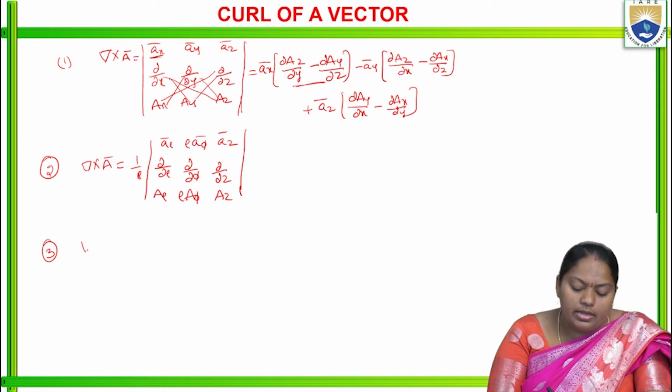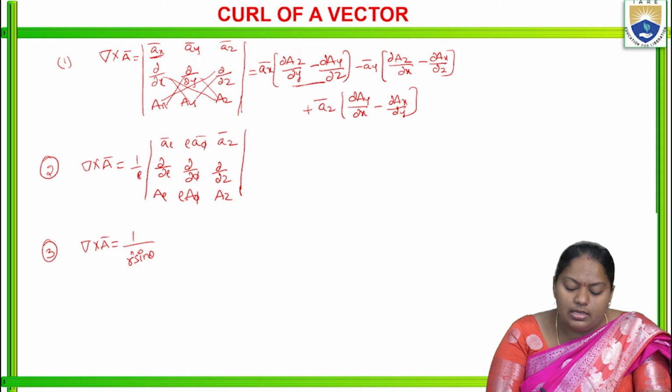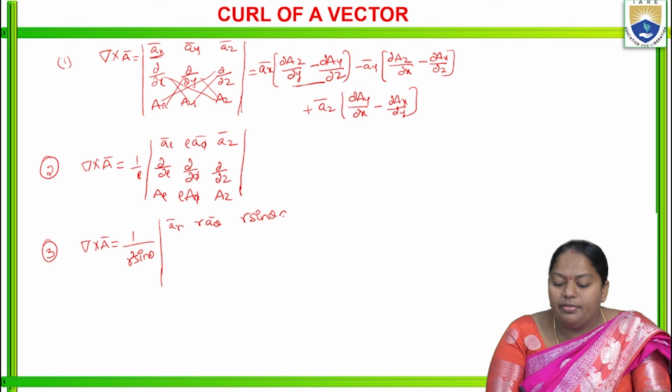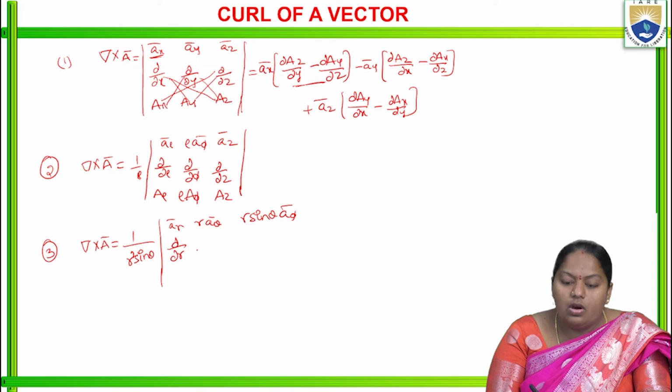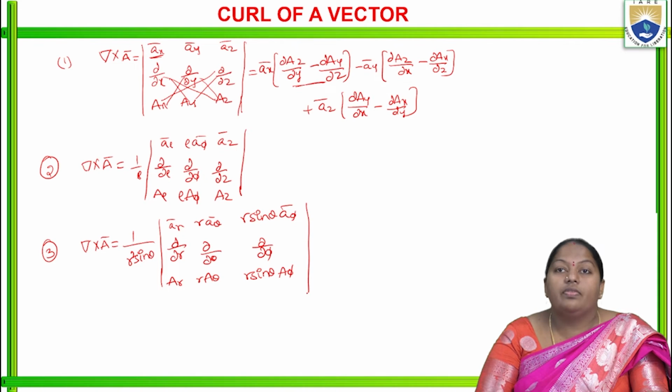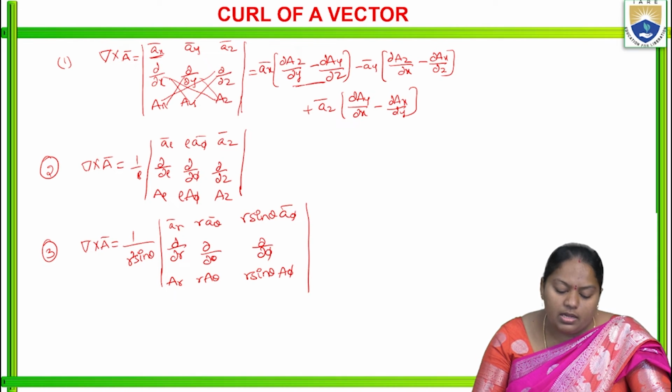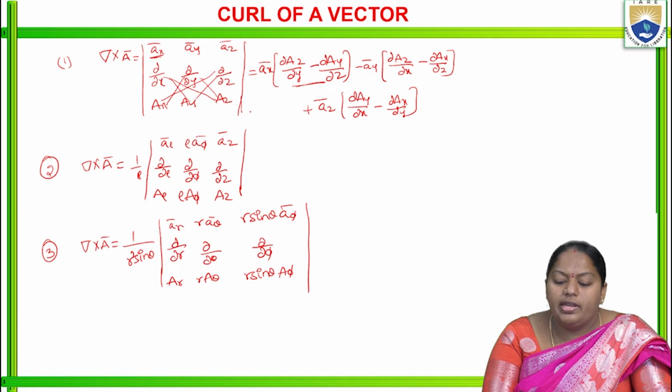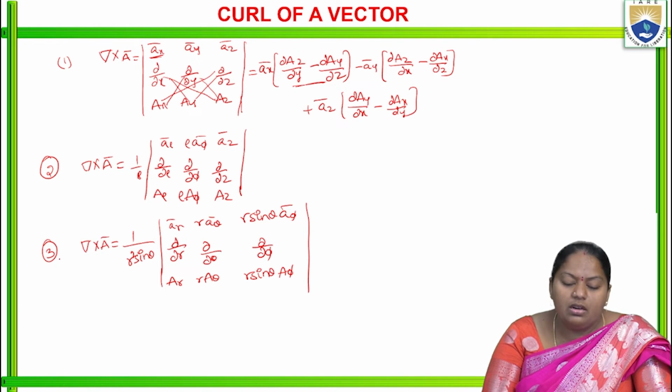And coming to the third, del cross A bar can be written as 1 by R squared sine theta, times the determinant of a R, R a theta, R sine theta a phi, then dou by dou R, dou by dou theta, dou by dou phi, and here A R, R A theta, and R sine theta A phi. Like this we can consider. So in the three types of coordinate systems, curl of a vector field is given as a vector.